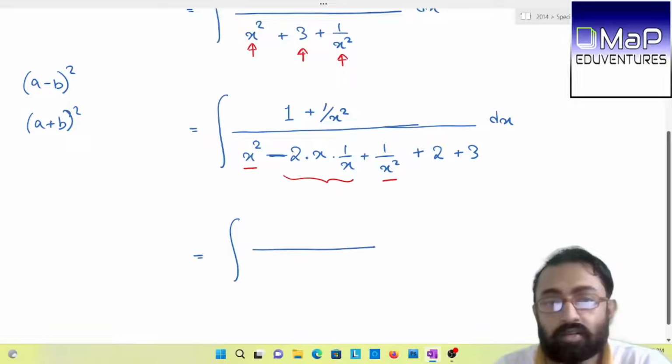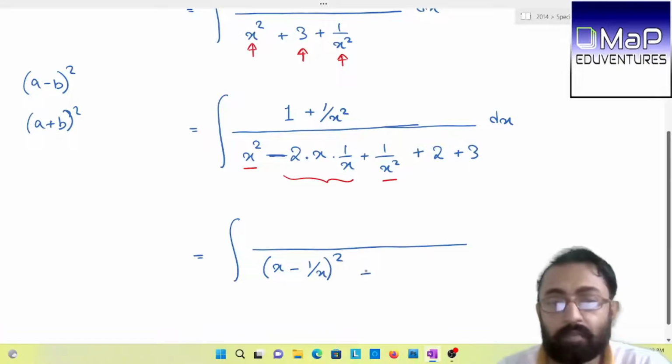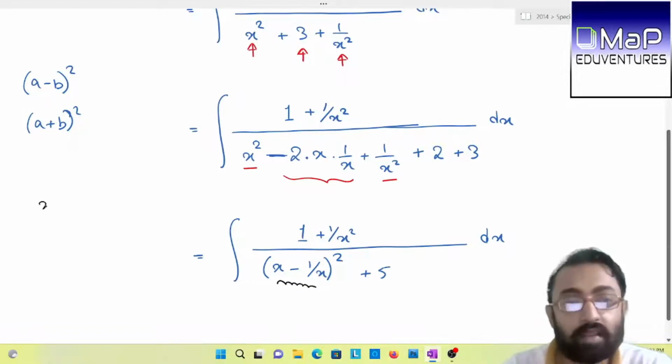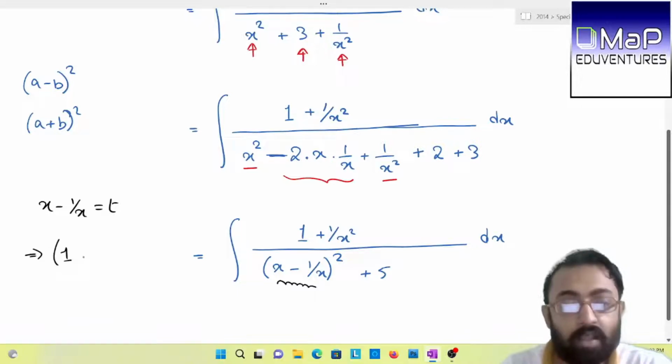Alright, so now you can see here we are going to get (x minus 1 by x) whole square plus 5, and the numerator will remain same, 1 by 1 plus x square dx. Now observe that due to the fact that we have chosen to take minus, now x minus 1 by x can be substituted as t, suppose, and after substituting and differentiating, you are going to get the exact numerator.